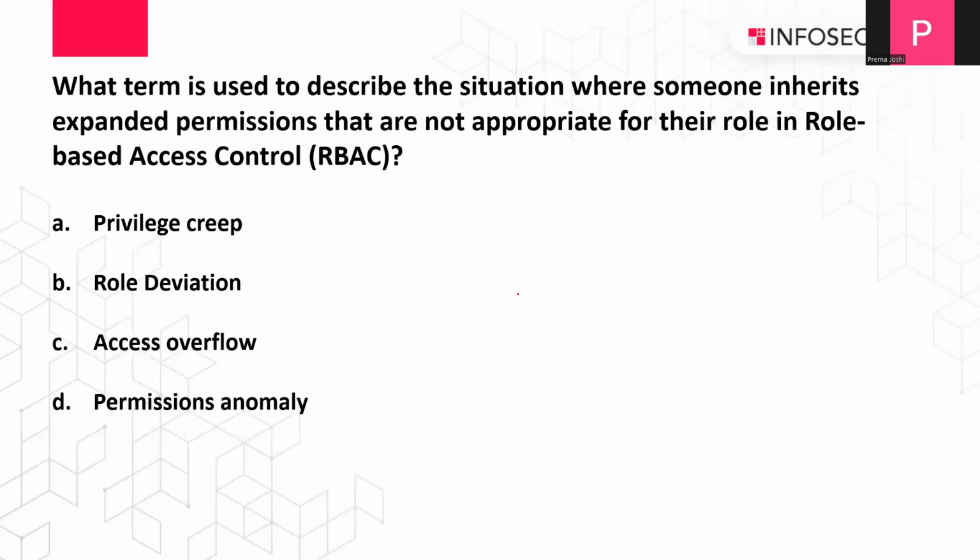Now let's move to the next question. The next question says, what term is used to describe the situation where someone inherits expanded permissions that are not appropriate for their role in role-based access control? We have these options: privilege creep, role deviation, access overflow, permission anomaly. So here the correct answer is privilege creep.